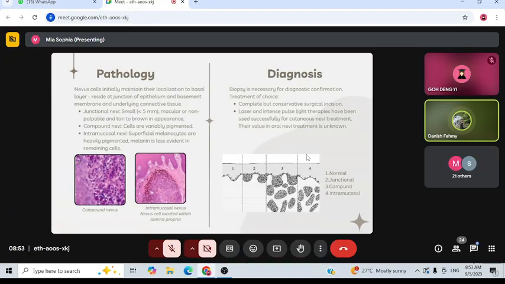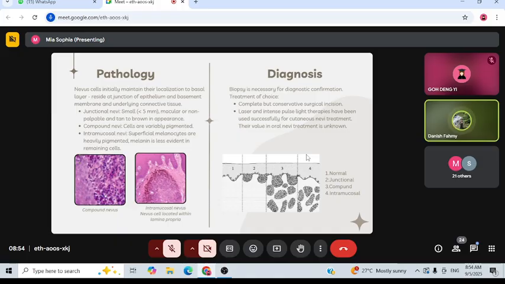So for the pathology, nevus cells initially maintain their localization to the basal layer, residing at the junctional epithelium, basement membrane, and underlying connective tissue. Nevi have three types: junctional, compound, and intramucosal. Junctional nevi are usually small, less than 5 mm, macular or non-palpable, and tan to brown in appearance.